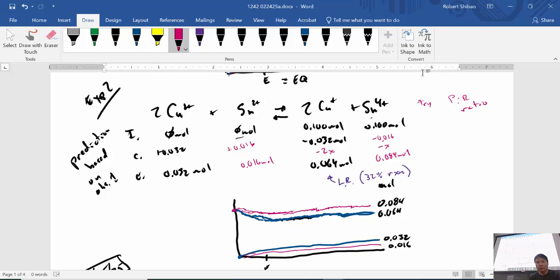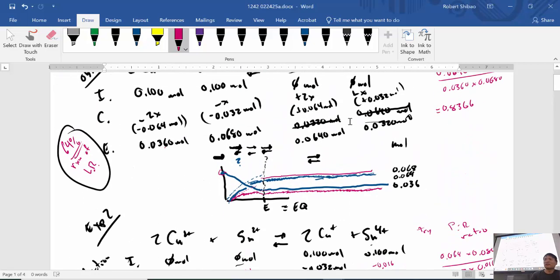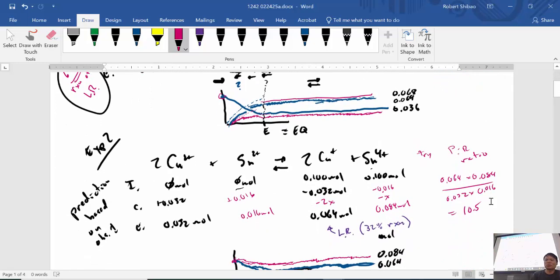Did somebody do it? I did it. And I get 10.5. So is there a pattern in the product to reactant ratio there? It doesn't look like it. Some kind of reproducible mathematical pattern. Maybe there is. Maybe there's a series of numbers that changes. Maybe not. But it doesn't seem like it's working.